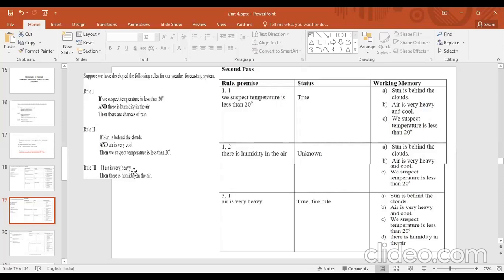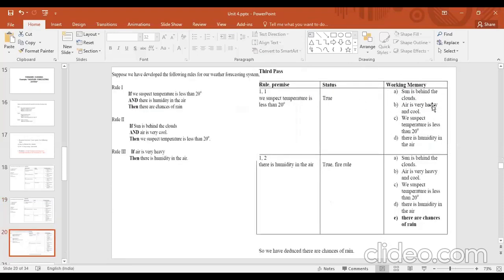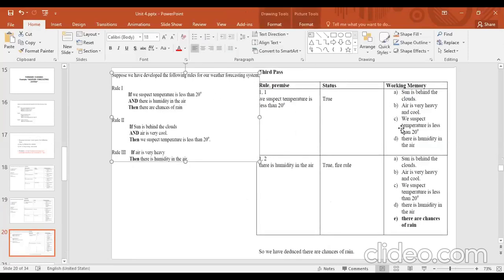Now I check rule number 3. Why do I not check rule number 2? Because I have already added this rule to our working memory. Okay. Now the third rule, that is, air is very heavy. Now I have to check in the memory. Is it available? Yes. Then the rule fires. Okay. Now this rule adds to our working memory, that is, there is humidity in the air. Now in phase 3, our working memory is this: A, B, C, D rules are already available in working memory. So I have to set it as the working memory in the third phase. Now I have to start with rule number 1 because rules 2 and 3 were added to the working memory.